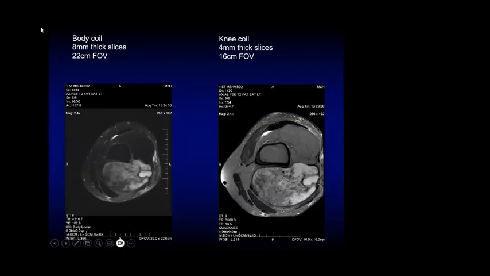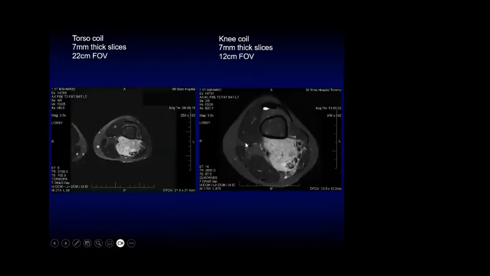So here we have an example. This is the same patient, same tumor. The image on the left was obtained using a body coil. This one was imaged using a surface coil and also with a smaller field of view. And you can see here that the image quality has improved quite significantly by just changing the coil and changing the field of view, but also keeping the same slice thickness, 8 millimeter on both of them. You can see how the image resolution and the boundaries of the tumor are better defined on the image on the right.